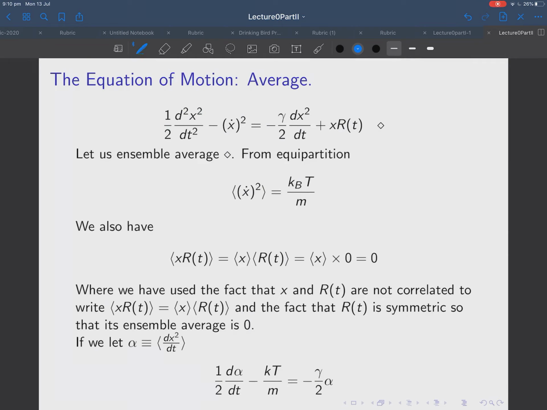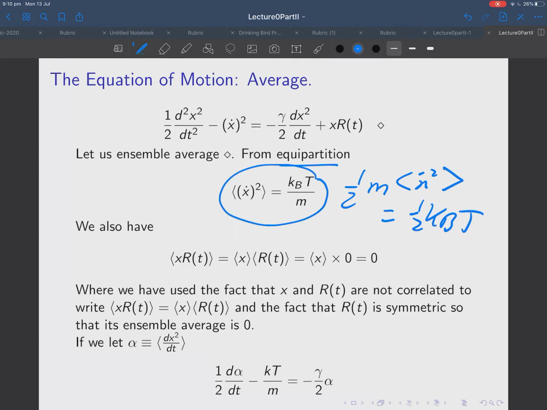Okay, there it is. Now we seem to have got an equation which is just equally crazy and can't be solved in any particular way. So what are we going to do now? Now we're going to do an ensemble average. If we do an ensemble average, we can use equipartition, which you should know from a previous course, that a half m x dot squared must equal a half kBT. Every quadratic degree of freedom gives you a half kBT on average, and so we can get that particular thing. We do an ensemble average of this whole thing.